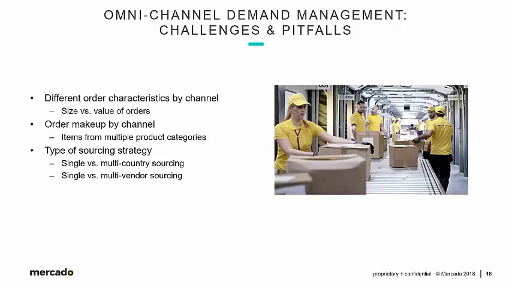The order makeup by channel could be items from multiple product categories. Think about a company that sells online that offers wearing apparel, footwear, and accessories. They're coming from multiple categories, could be coming from different physical locations, could be sourced from different vendors overseas. That order makeup by channel matters on the buy side of the supply chain. And then, finally on this slide, the type of sourcing strategy. Do we as the importer buy in one country from one vendor? Do we buy in multiple countries? That matters as well, because again, it's the linking of the buy side of the supply chain with the sell side. And when we are outsourcing in an omni-channel environment, that is very tricky.